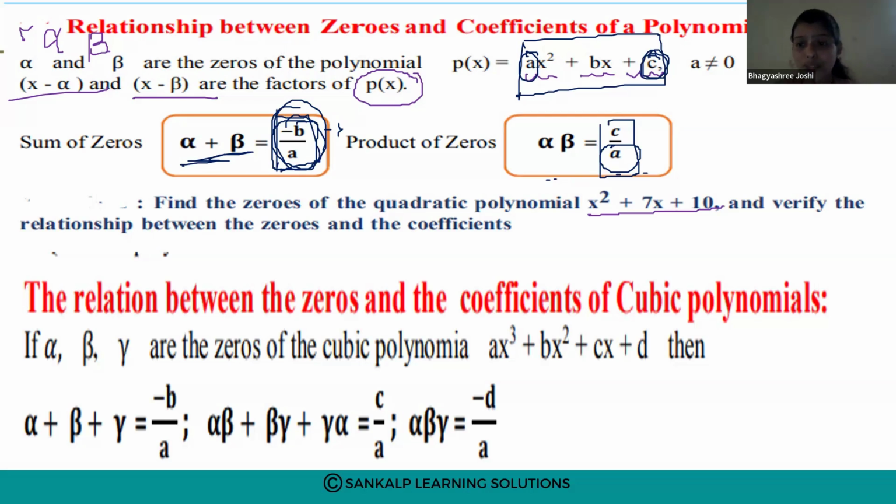How many zeros will you get? In the case of a cubic polynomial, dear children, how many zeros will you get? Yes. How many zeros will you get?